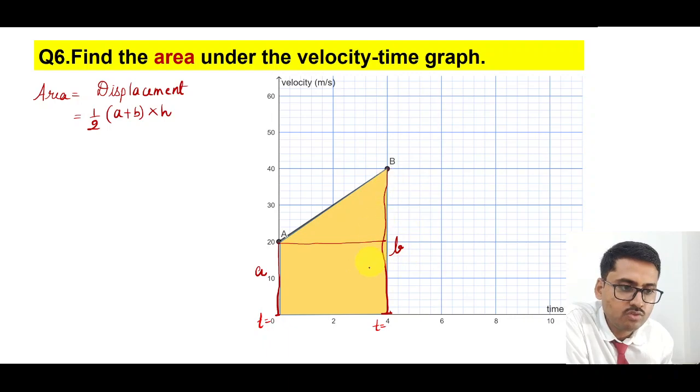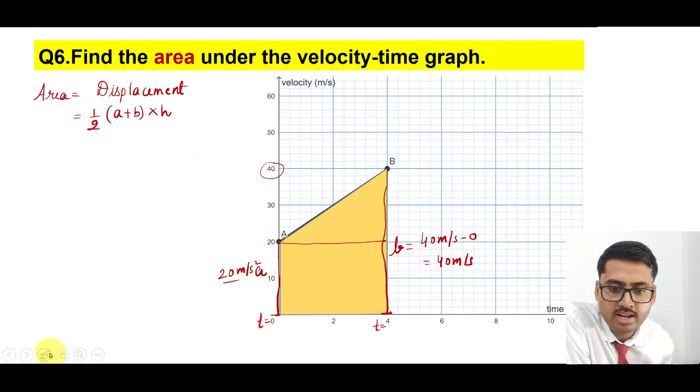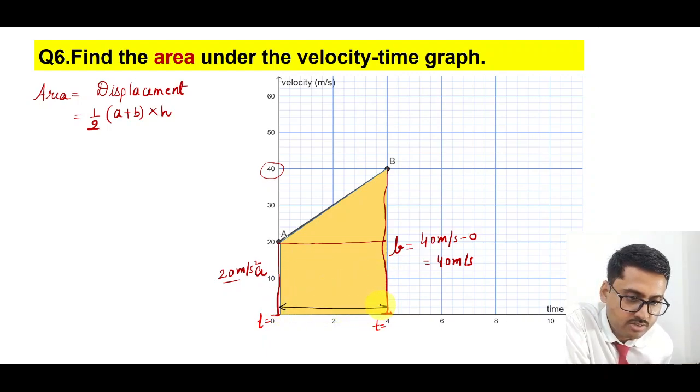So what is the length of a and b? b is 40 minus 0. Since the starting is 0, this is basically 40 meter per second minus 0, that is 40 meter per second. And what is a? a will be equals to 20 meter per second. So we got the value of a and b, and the height is the distance between these two parallel sides. So the distance between these two parallel sides will be basically in time 4 minus 0, that is 4 seconds.